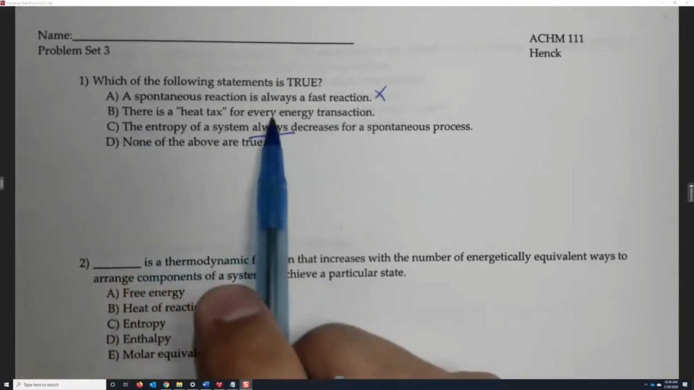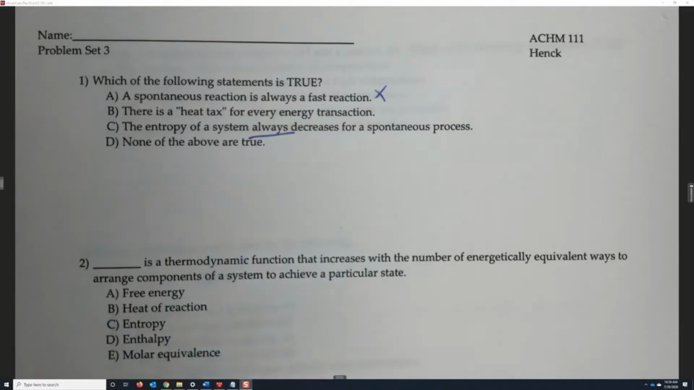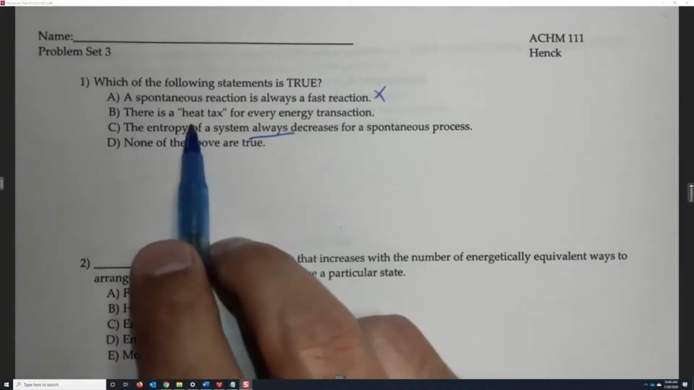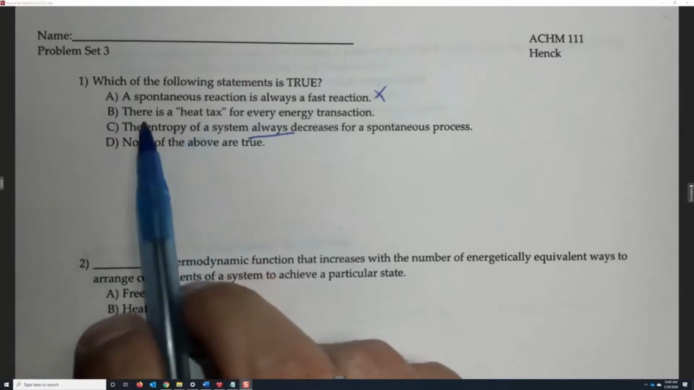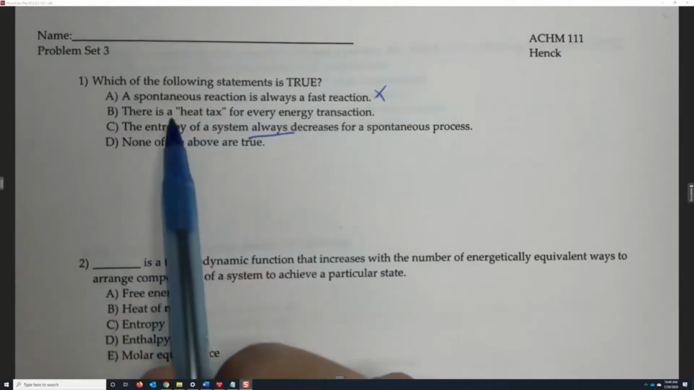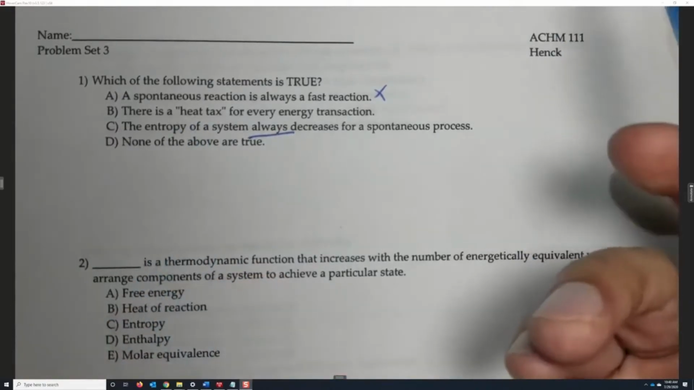There is a heat tax for every energy transaction. And at the beginning of the 16 lecture, I called this an energy tax. So sometimes they call it an energy tax or sometimes they call it a heat tax. So we looked at the example of coal running a coal generator.